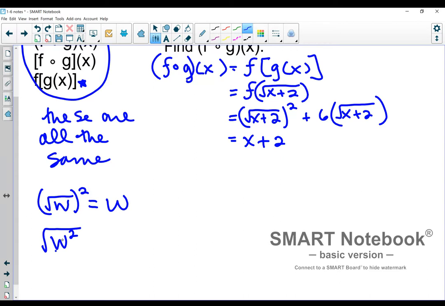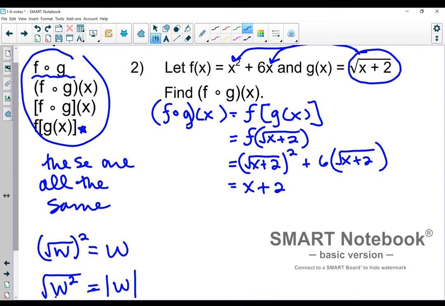I don't know if w was positive or negative to start with, so it has to be an absolute value. So that's something we just always kind of need to remember. So going back and finishing simplifying here, I have x plus 2 plus, and then this is just 6 times the square root of x plus 2.